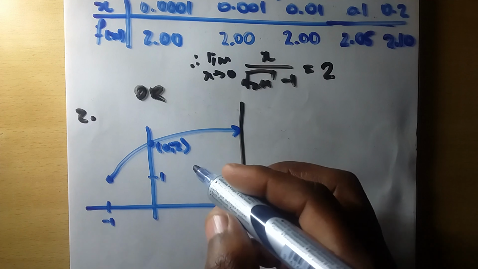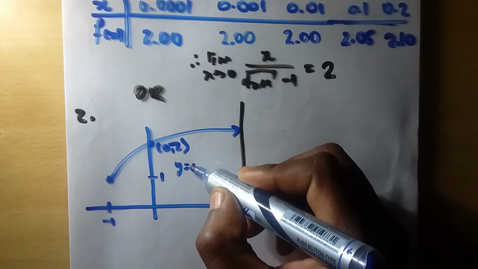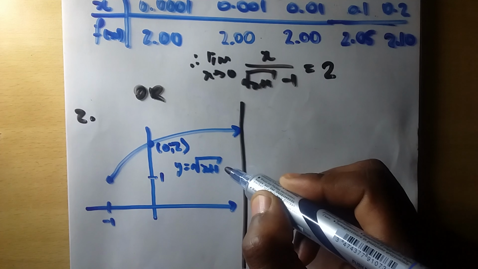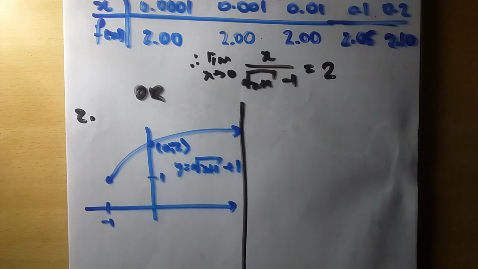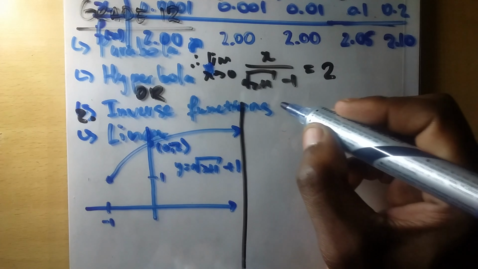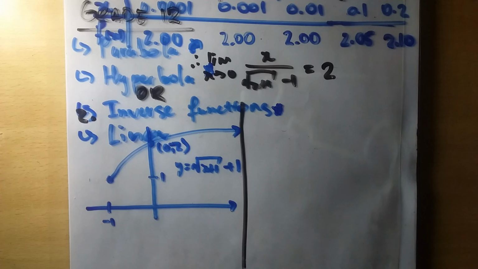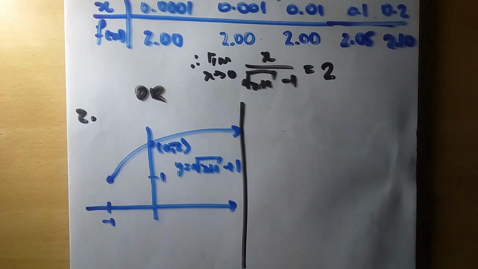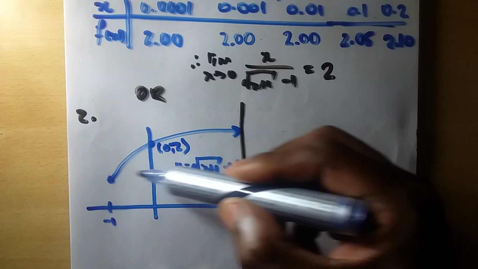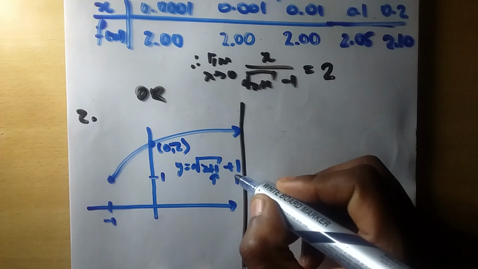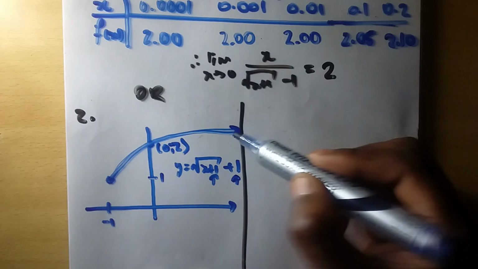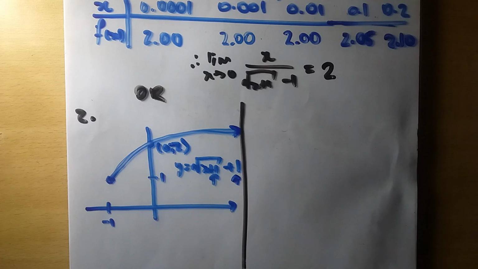Now the function that we're looking at here is y equals the square root of x plus 1, plus 1. Now what type of function is this, where do we get it? We get it as the inverse function of a parabolic graph. This plus 1 that we have here means that it has shifted 1 unit to the left, and this one means it has shifted 1 unit up. That's why we have a function that starts here.